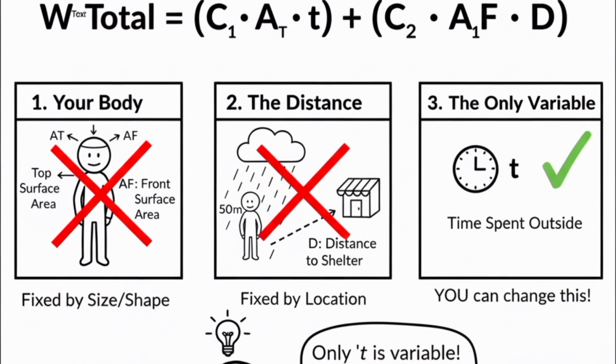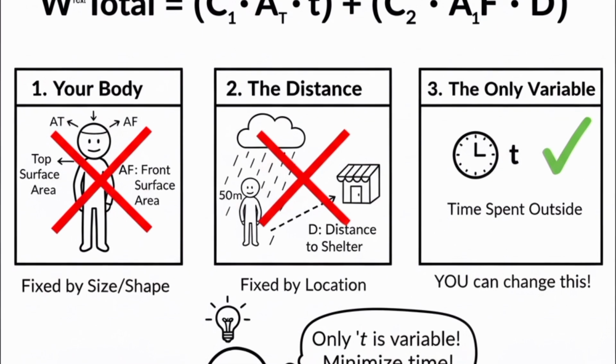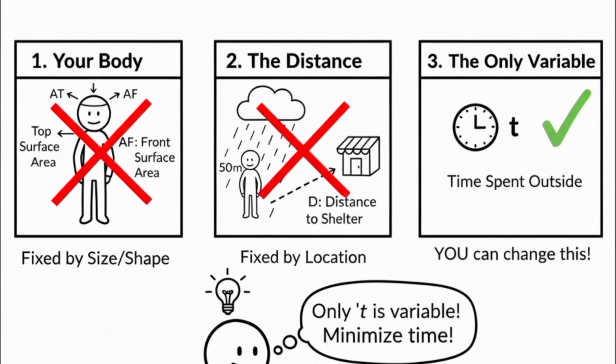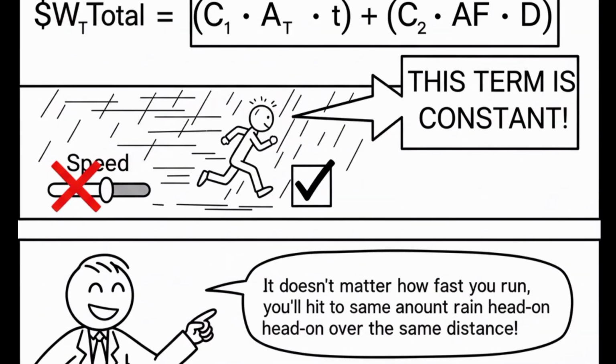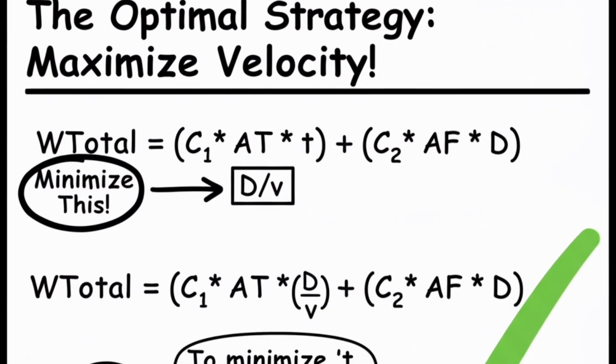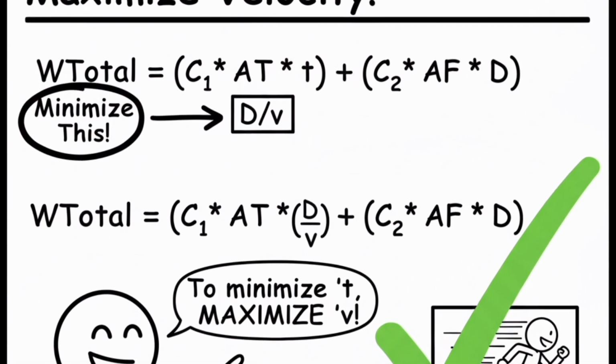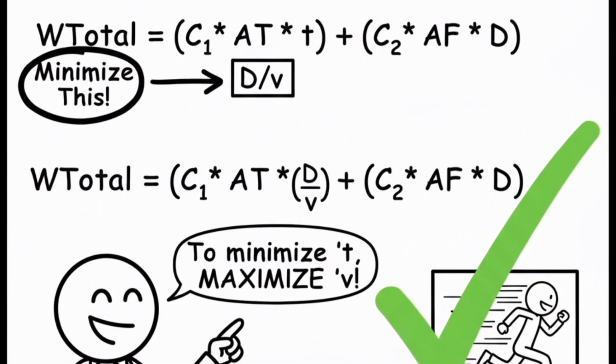Which variables can you change? AT, the top area, and the front area are fixed by your size and shape. D, the distance to shelter, is also fixed. That means the entire horizontal term, the rain you plow into, is a fixed constant regardless of your speed. The only term you can minimize is the vertical term, and it depends entirely on T, the time you spend outside. Since T is defined by the distance D divided by your velocity V.